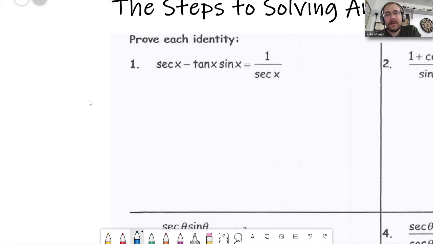So secant x is 1 over cosine. And I'm going to leave out the x. I always do that just because I think it's a waste of time. So secant is 1 over cosine. That's a reciprocal identity. Tangent is sine over cosine. And then that's multiplied by sine.